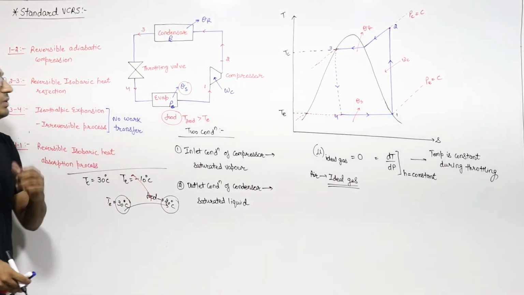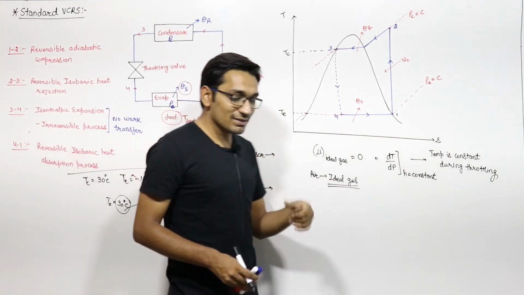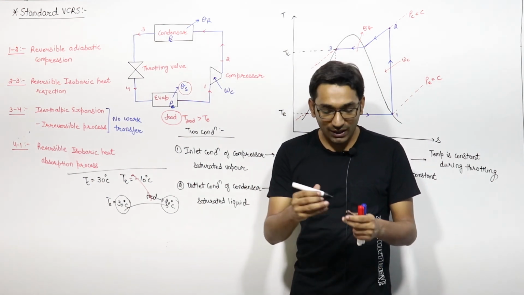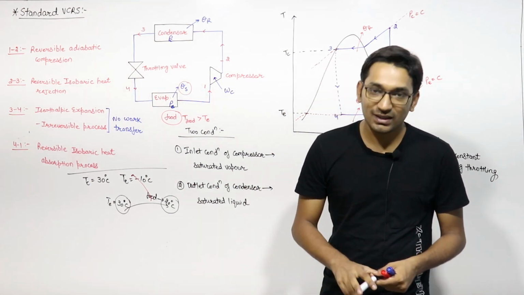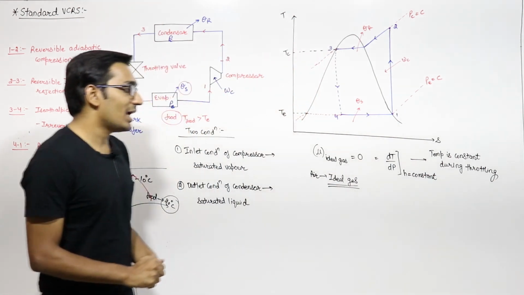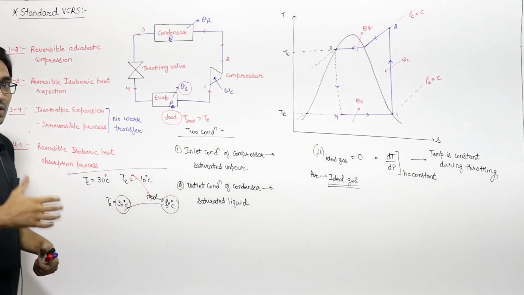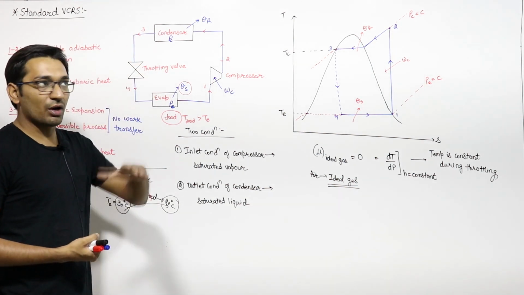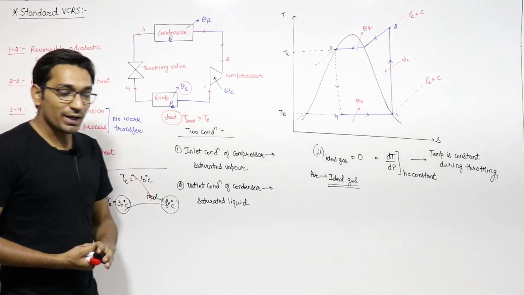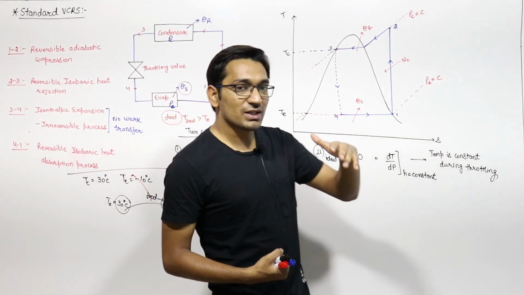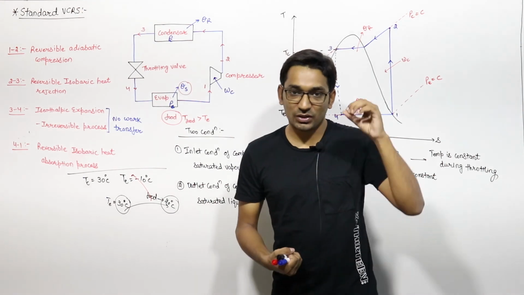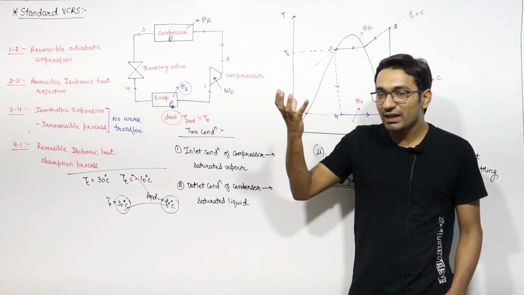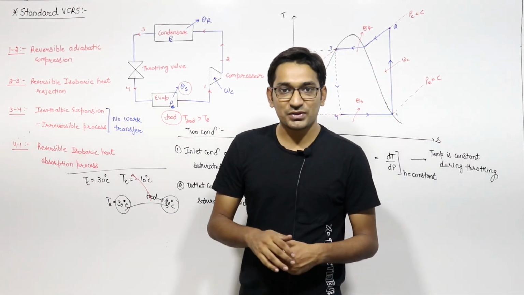That's why we are not using the throttling device in the reversed Brayton cycle, because it is working on air, which acts as an ideal gas, and for an ideal gas during throttling there is no change of temperature. But we want that during the expansion from condenser pressure to evaporator pressure, there must be a decrease of the temperature. Then only will we be able to extract the heat from the food. Otherwise it is not possible.